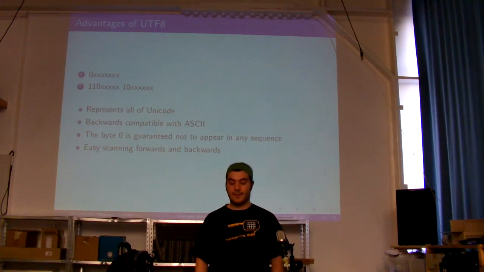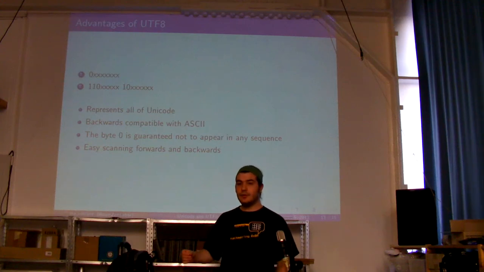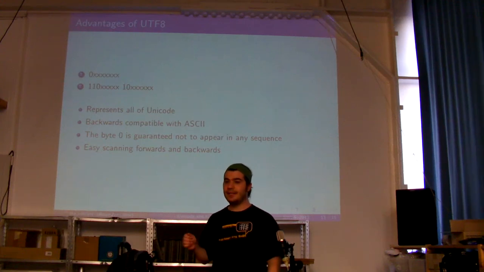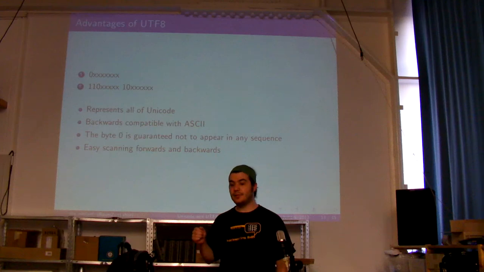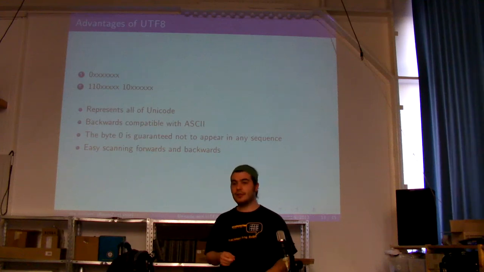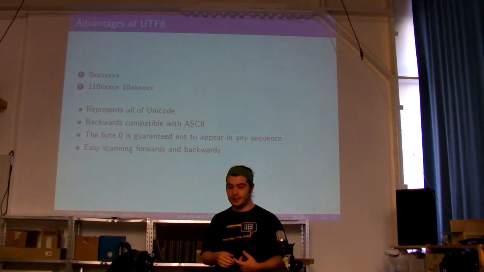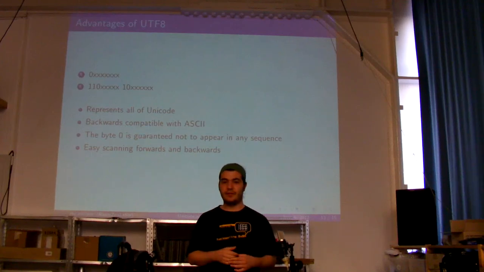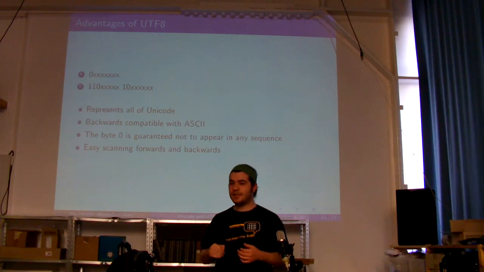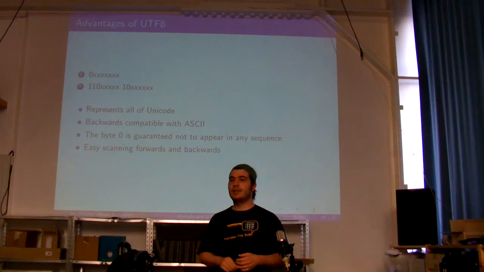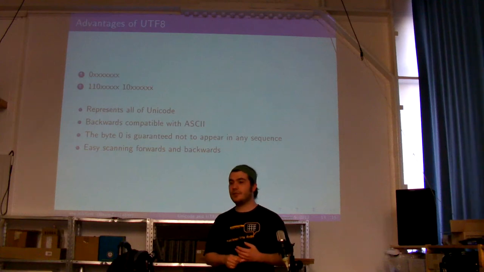It's very easy to scan forwards and backwards because you easily know when a byte is the beginning of a sequence, and when a byte is the continuation of a sequence. So you can discover if there is some corruption going on, for example if a character should be four bytes long and you get another beginning of a character in the middle, then you know that something's gone wrong. You can recover. If you get a random continuation around, you know that something's gone wrong somewhere, because this should not happen.